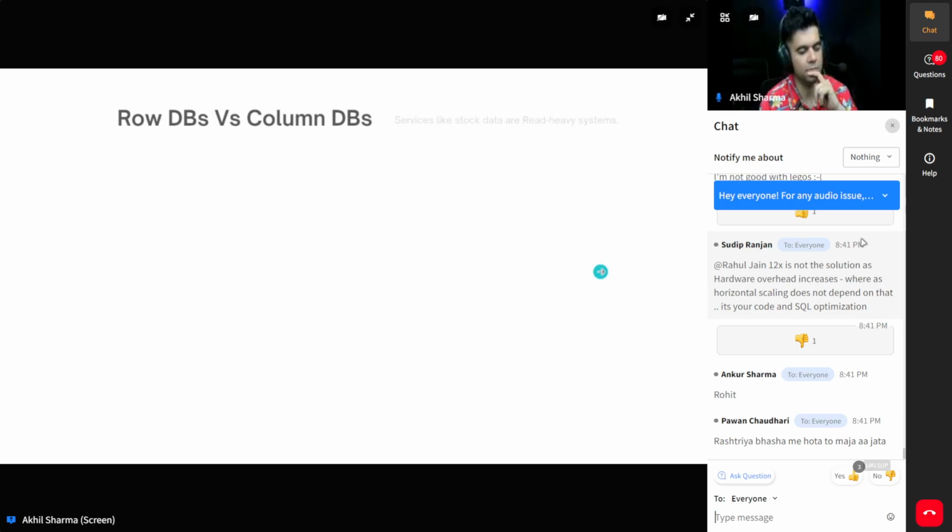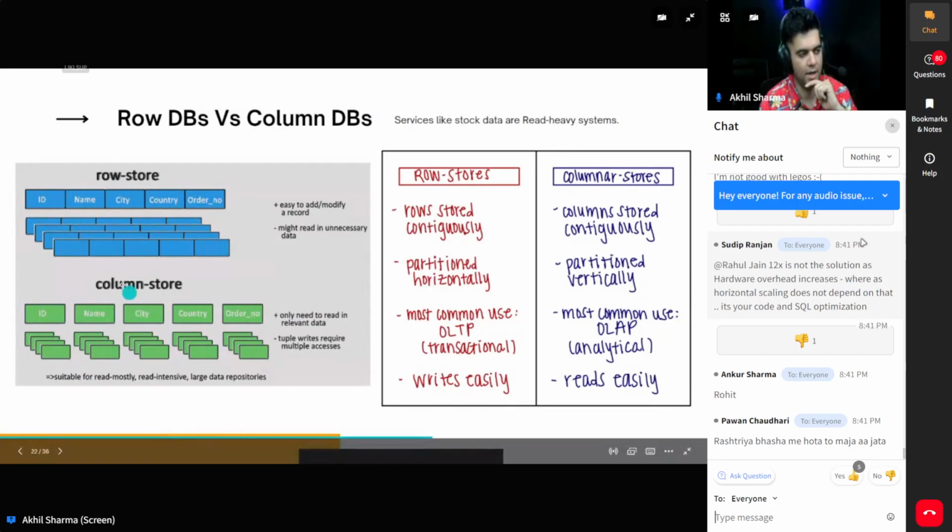Row DBs versus column DBs. With row databases, you store a lot of rows in the database. But in column databases, you store, let's say, the ID column in one database or the name column in another database, and so on. You can store based on columns.